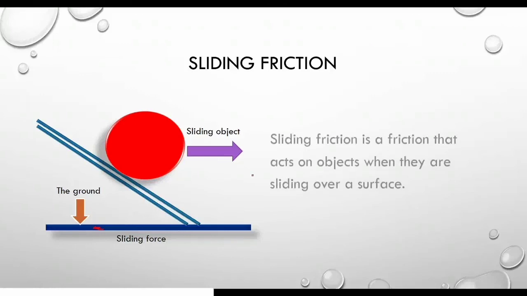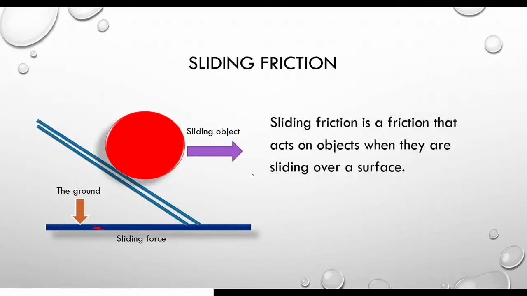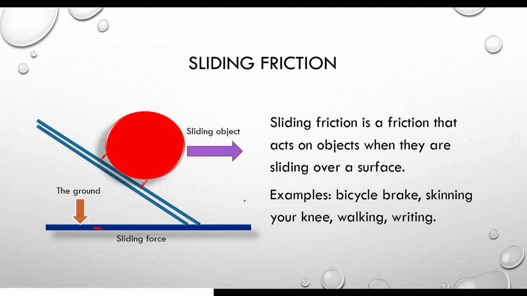So what is sliding friction? Sliding friction is a friction that occurs on objects when they are sliding over a surface. So this object is sliding over a surface. This is the surface, and you can see it is sliding on it. Great. Examples: bicycle brakes. Sometimes when you are riding a bicycle and you apply the brake, it slides. It is not only bicycle brakes, but when a car applies an instant brake, it slides on the road.